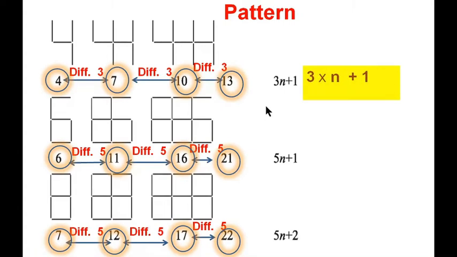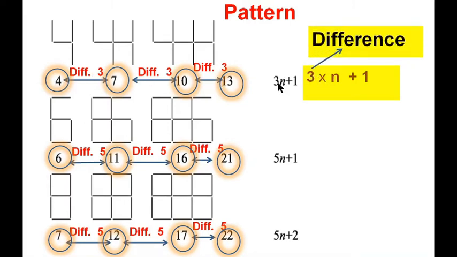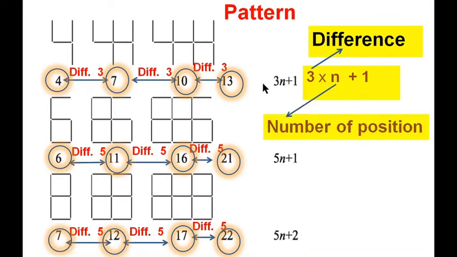So if we look at this formula, here 3 is for the difference. The difference is 3. Okay, if you look at this formula, there is 5 because here the difference is 5, and this 5 is for the difference 5. And what is n here? n is the number of the position. That means here 4 is the first position, 7 is the second position, 10 is the third position, and 13 is the fourth position.